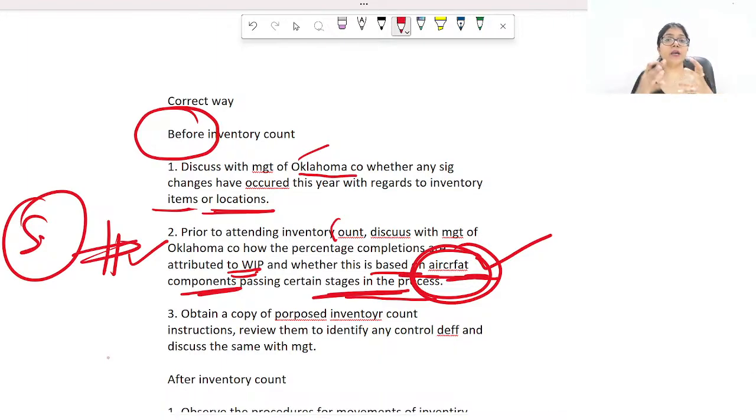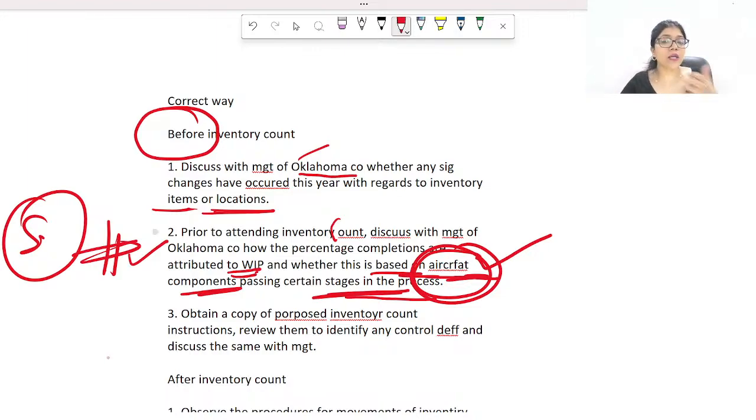Now the next one is obtain a copy of proposed inventory count instructions. They told that there will be some instructions. Of course, when you have inventory counts, this is more general. This is not too specific to the case, I would say. So obtain a copy of proposed inventory count instructions, because the audit team will be having some instructions that this is what we're going to do. So you have certain instructions, review them to identify any control deficiencies and discuss the same with the management.